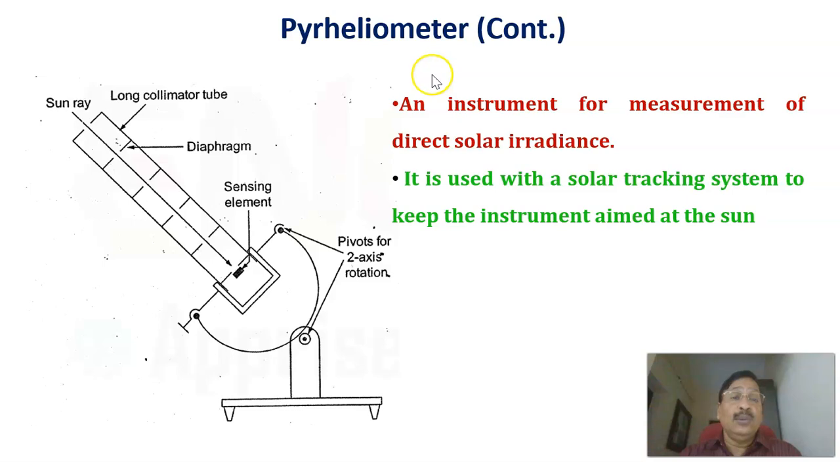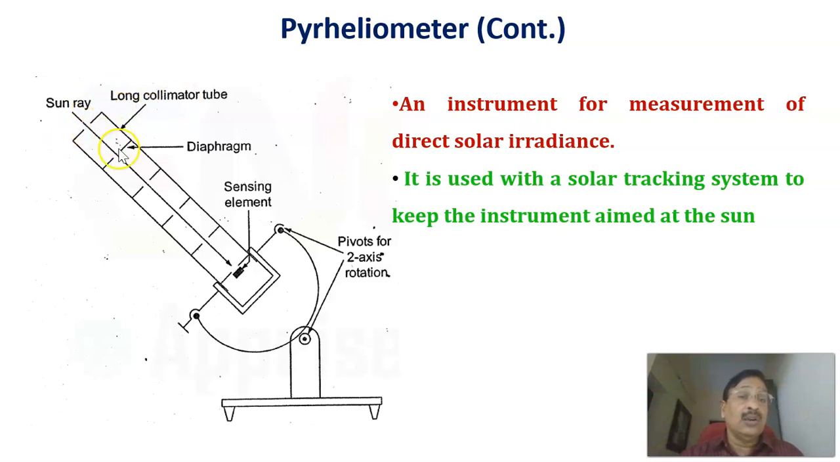The pyrheliometer is an instrument for the measurement of direct solar radiance. It is used with a solar tracking system to keep the instrument aimed at the sun. Therefore, it can be tilted so that direct radiation passes through and reaches the black surface, which gets heated. That temperature is measured using a sensing element or thermocouple. This acceptance angle is around 5 degrees, and it passes only the direct beam. The diffuse beam and other beams are prevented by making this acceptance angle 5 degrees.